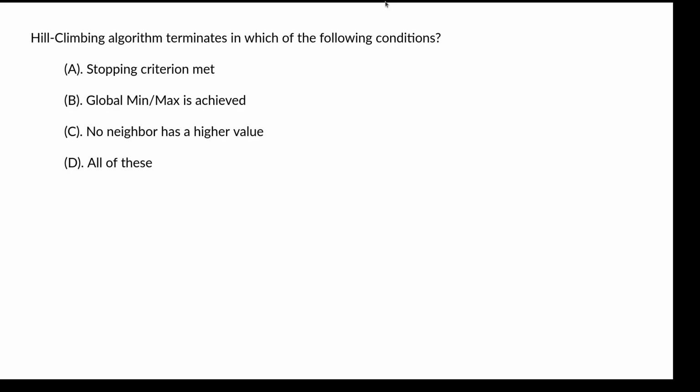No neighbor has a higher value. This is the definition of hill climbing. I will go to another state if it has a higher value. If none of the neighbors has more than me, then I'm not going to make a switch, right? So the answer would be no neighbor has a higher value.